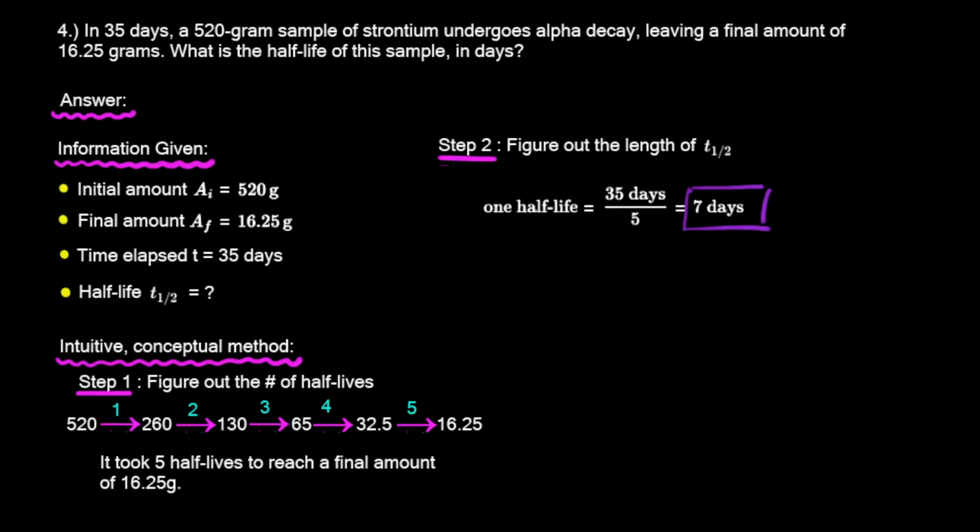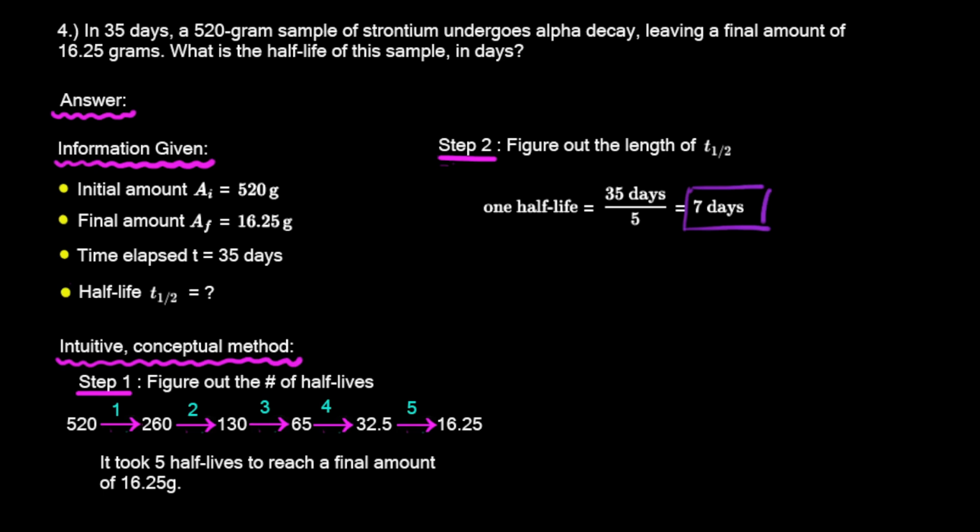For the first step, we need to figure out the number of half-lives. Each half-life cuts the original amount by 1/2. So we need to divide each amount by 2 to reach the final amount. The first half-life cuts the original amount in half, so we divide 520 by 2 to get 260 grams. During the second half-life, 260 is divided by 2 to give us 130 grams. In the third half-life, 130 is divided by 2 to give us 65 grams.